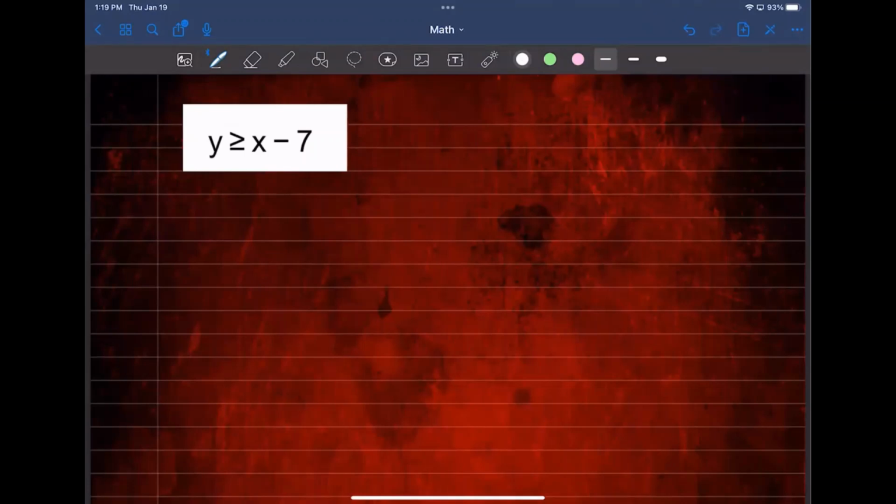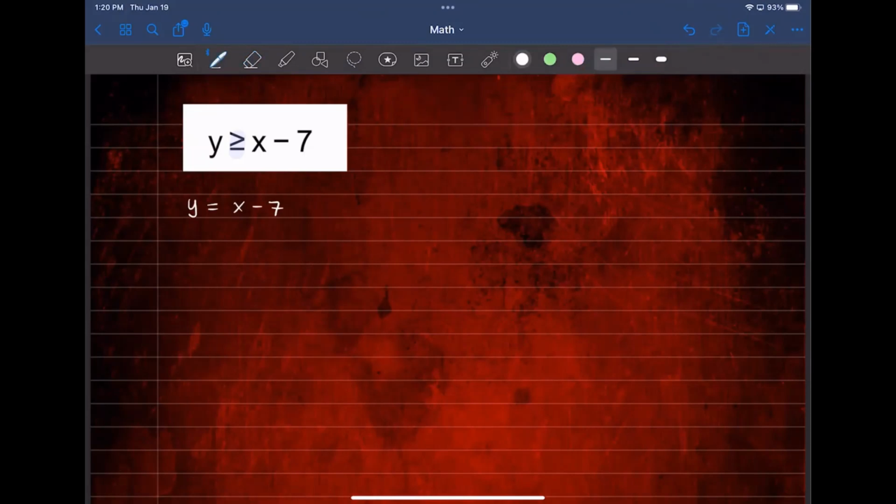For this particular example, we have both x and y involved, so it's not going to be a horizontal or a vertical line. We're going to have a diagonal line. So we can think of it as this type of equation, y equals mx plus b, which we know from algebra. Except that it's not an equal sign, it's an inequality. So we'll take care of this after we graph the equation. So we can think of this as y is equal to x minus 7. Think of it that way. And now let's start finding its intercepts.